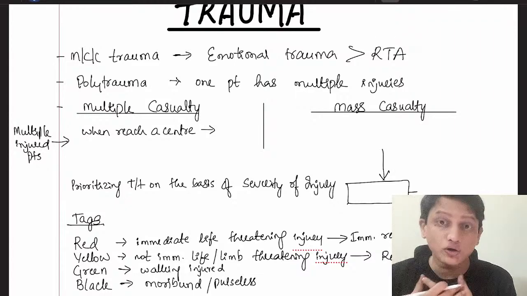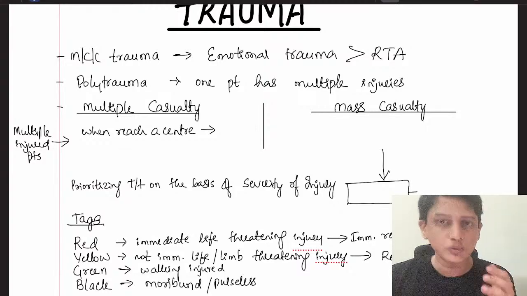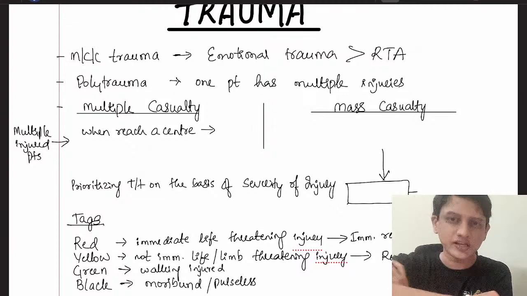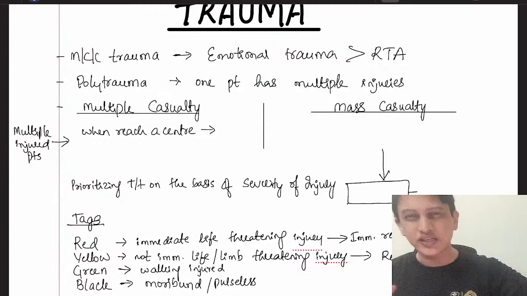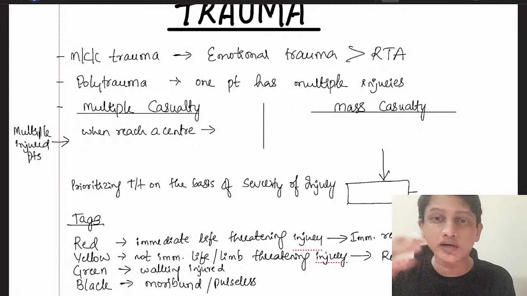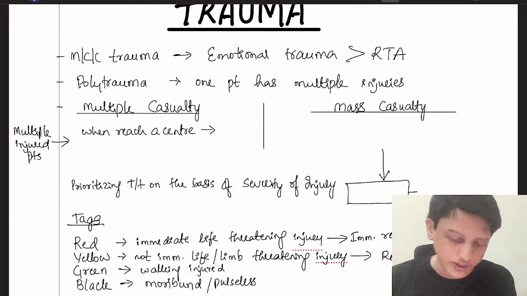What do you mean by polytrauma? Poly means multiple, right? So polytrauma means one patient having multiple injuries, be it head injury, along with it a fracture in the upper limb, and he'll also have sustained injury to his chest and lower limb. So one patient sustaining multiple injuries is called polytrauma.